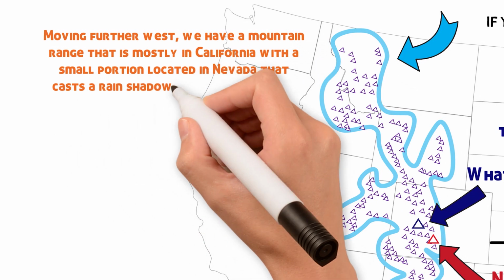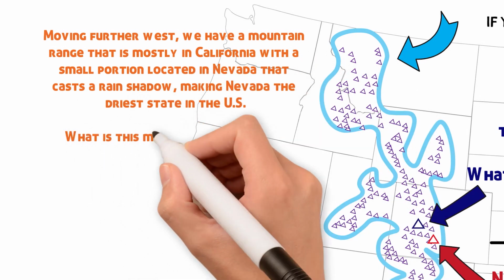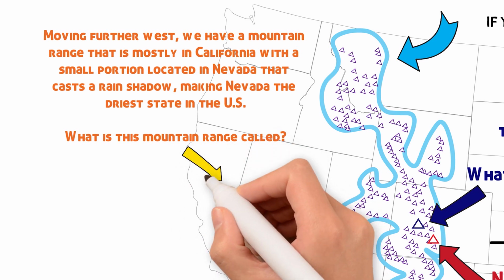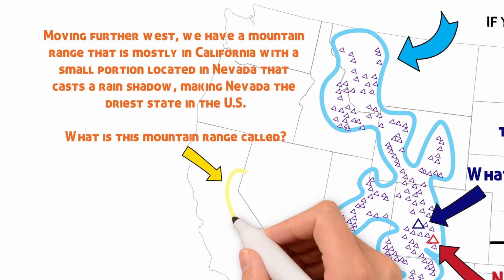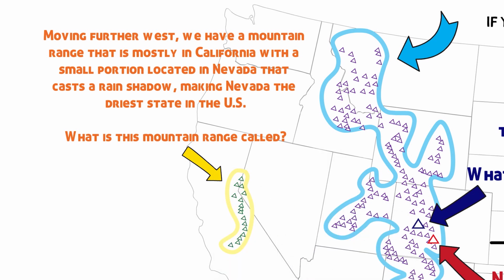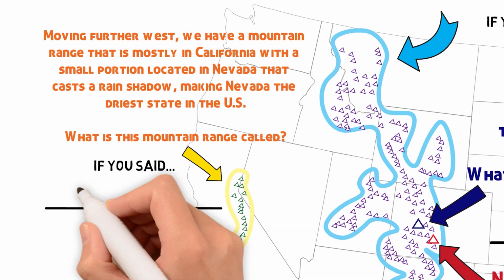Moving further west, we have a mountain range that is mostly in California, with a small portion located in Nevada that casts a rain shadow, making Nevada the driest state in the U.S. What is this mountain range called? If you said Sierra Nevada, you would be correct.